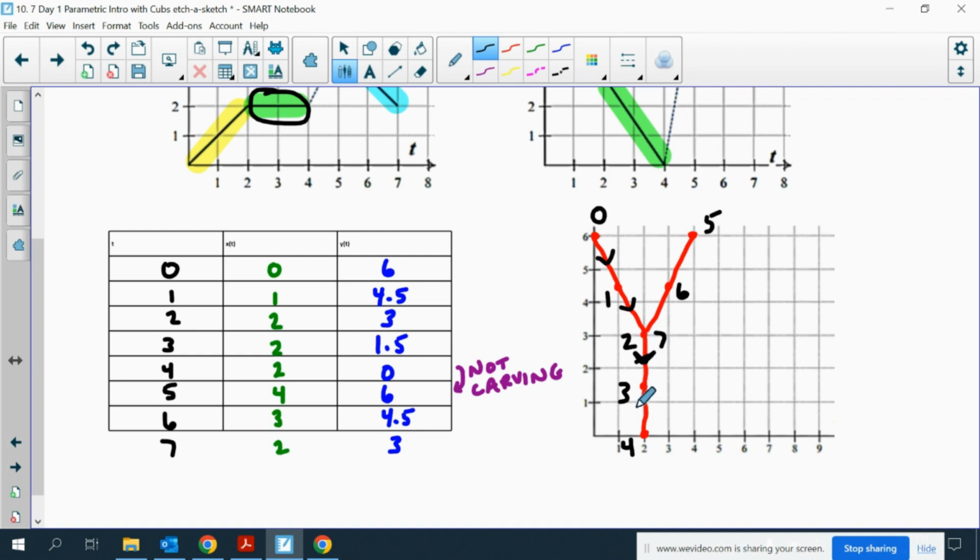Sorry, looks something like this. And then it moves in some sort of path this way, and then it carves down like this.